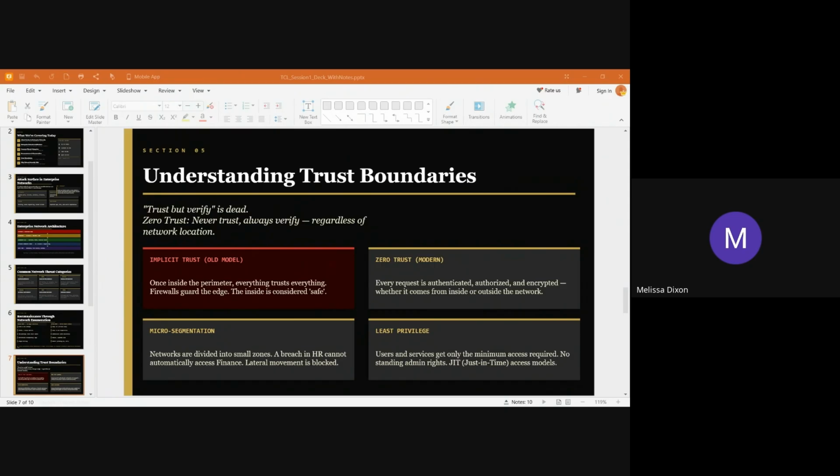Then we have micro-segmentation. Even if zero trust isn't fully deployed, segmentation limits the blast radius, because networks are divided into small zones. A breach in HR cannot automatically access finance. Lateral movement is blocked. A breach in one zone can't freely reach another. So an HR breach doesn't become a finance breach, and an IoT device compromise doesn't become a domain controller compromise.